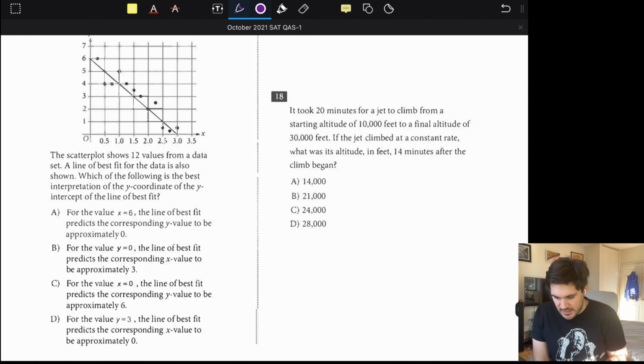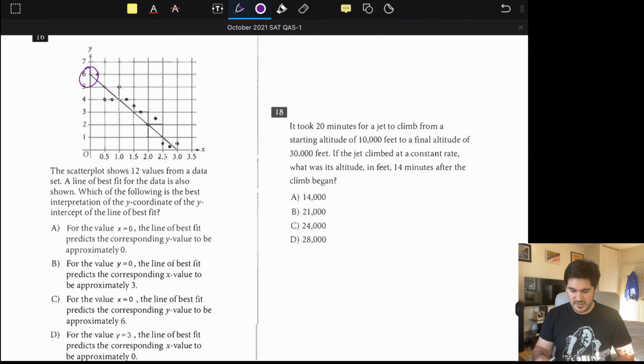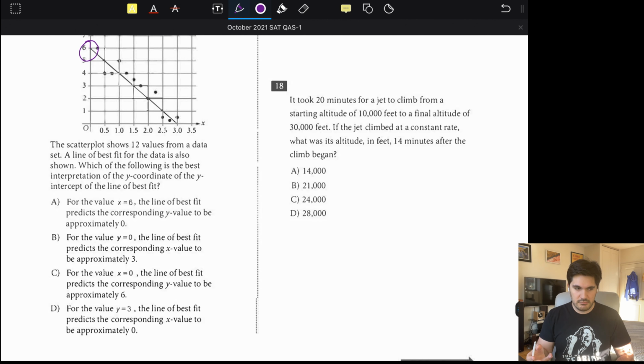Number 16. We have a little graph, and we want to know which of the following is the best interpretation of the y-coordinate of the y-intercept with the line of best fit. Well, that's simply right here, right? This is the y-intercept at (0, 6). The only answer choice that says y equals 6 when x equals 0 is answer choice C. So C is the answer.